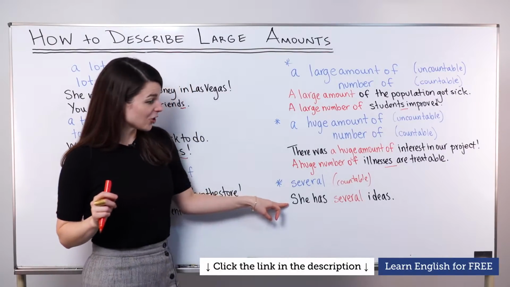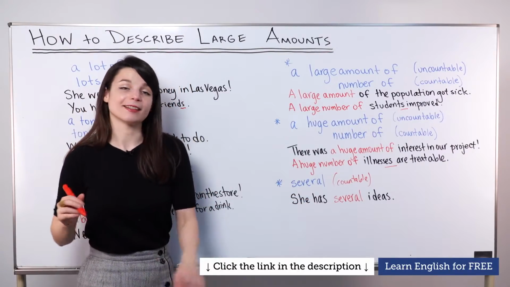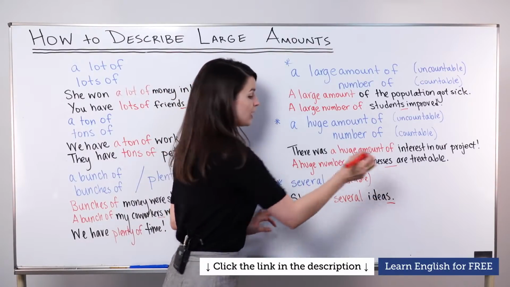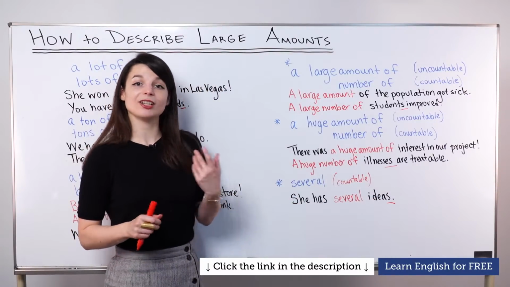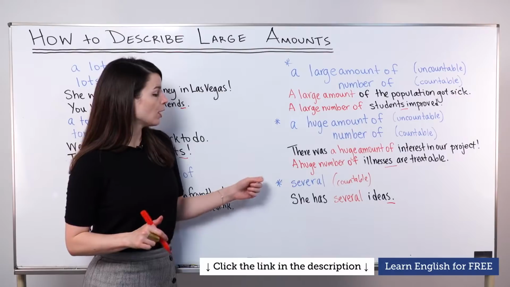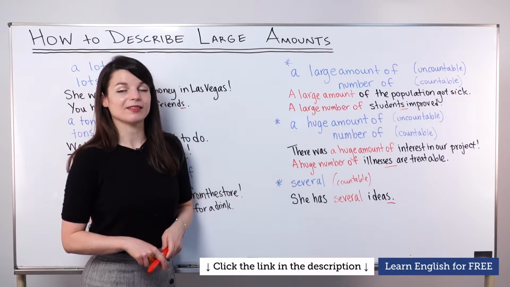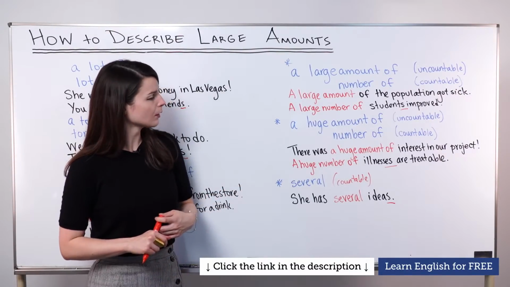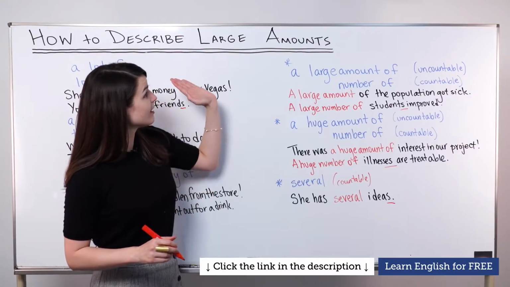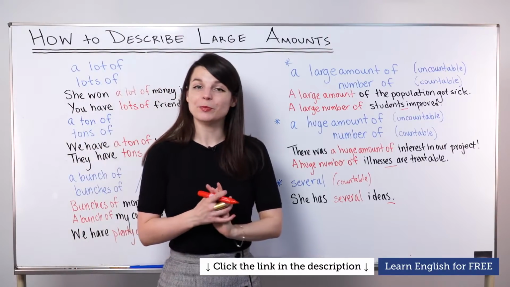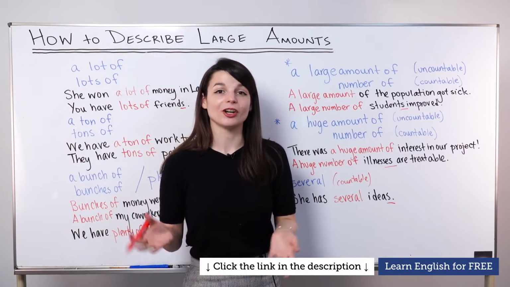So in this case, she has several ideas. Again, countable noun, so we need to use the plural form here. She has several ideas. So this is only for countable nouns. Please be careful with that. Okay, so this is an introduction to some common expressions we use to talk about large amounts.